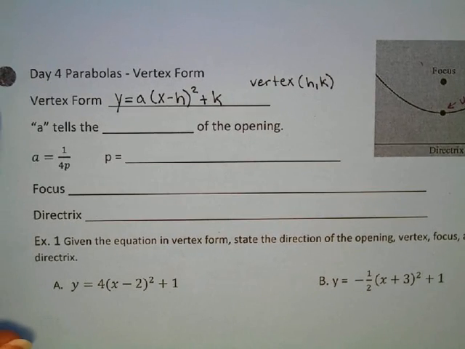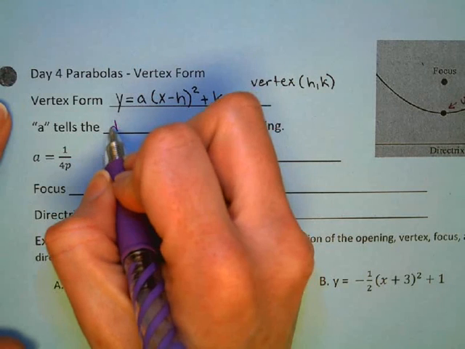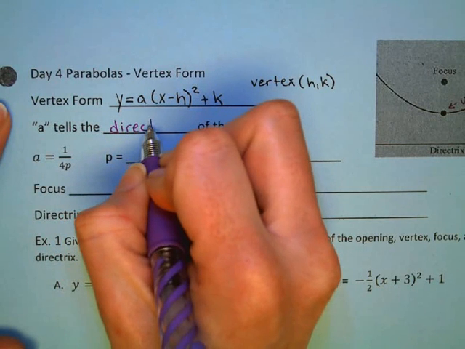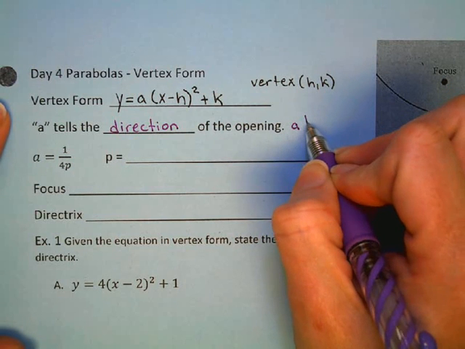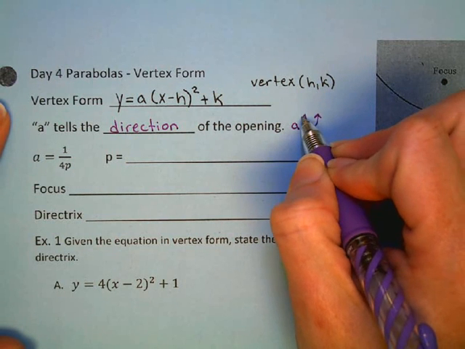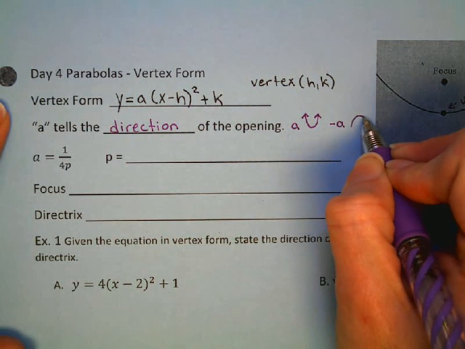The a value, or the number in front of the parenthesis, tells us the direction of the opening. If the a is positive, it's going to make a parabola going up. If you have a negative a, it's going to make a parabola going down.